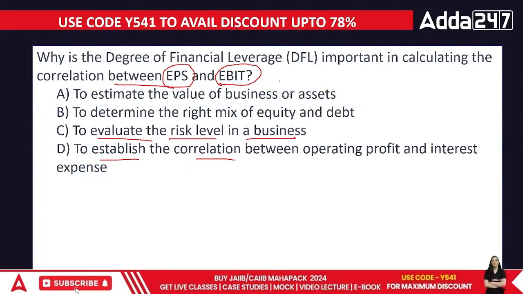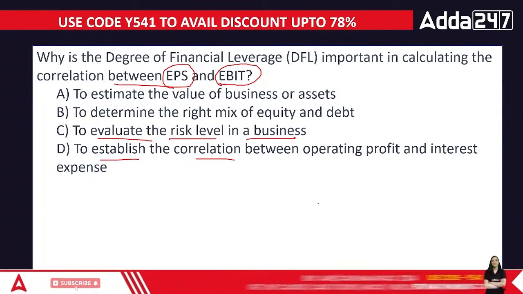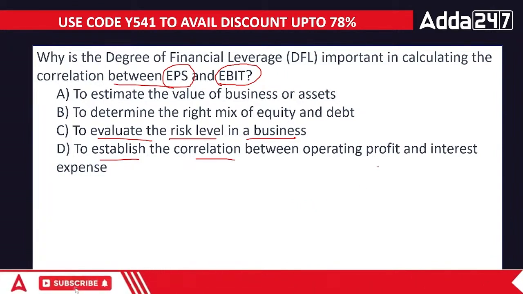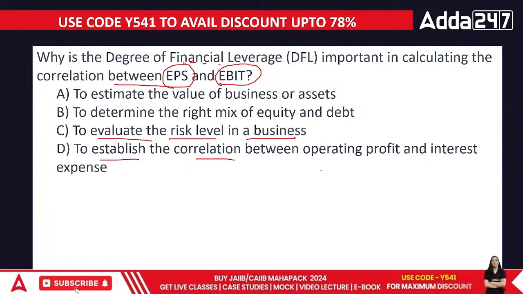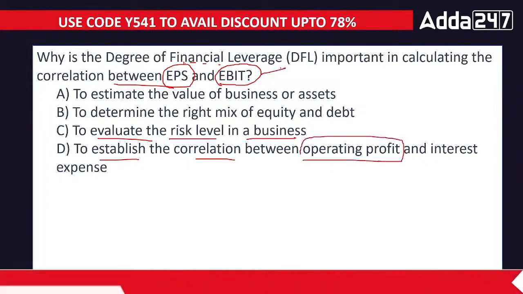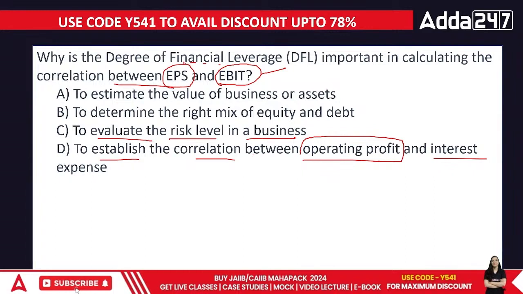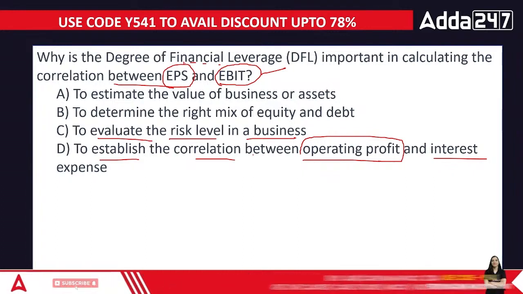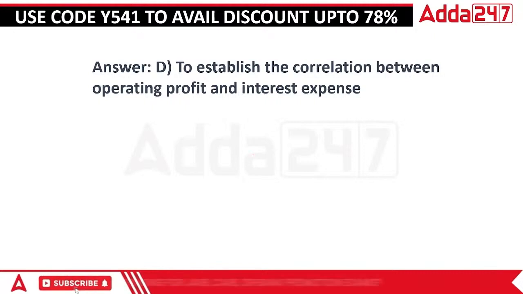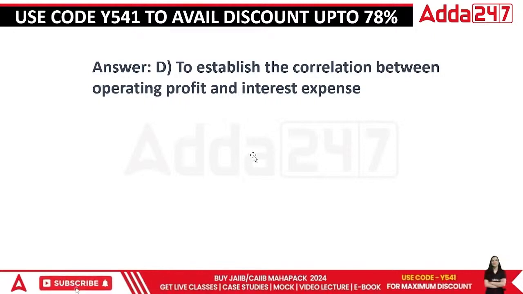when we are trying to reach from EBIT to EPS, the company reaches from EBIT to the ultimate amount. So technically, first of all, there is operating profit. This is before EBIT. Whatever we have is operating, because we have to run our business. And then we consider interest, and then we consider tax, and that's how we reach the ultimate end. The cake piece which is left for the equity shareholders. So the answer is D, to establish the correlation between operating profit and interest expense.